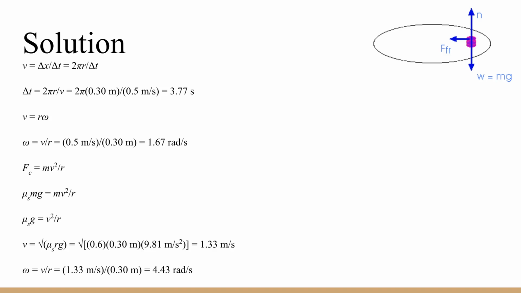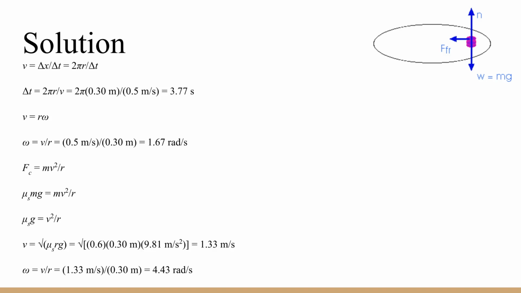So you can substitute in mu s mg. mg is just equal to the normal force, and mu s Fn will be the maximum friction force before the coin slips. So mu s mg equals mv squared over r. You can cancel out m. So mu s g equals v squared over r, which, if you are clever, you might notice is centripetal acceleration. So you multiply by r and then take the square root: the square root of 0.6 times 0.30 meters times 9.81 meters per second squared equals 1.33 meters per second.